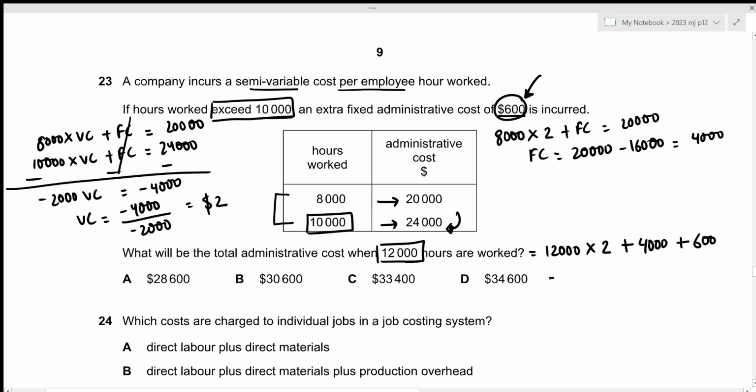Alright, now this gives the total administrative cost to have the value of 28,600. That's given in option A. Let's move towards the 24th question.